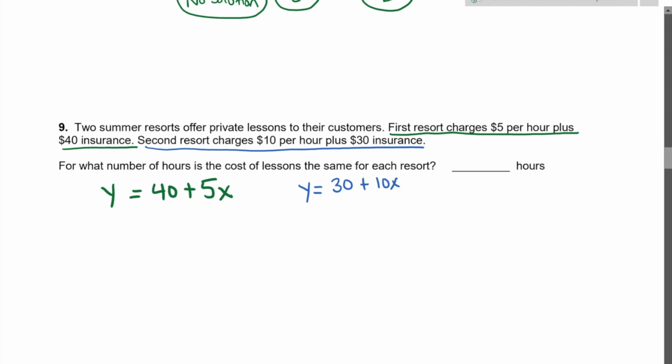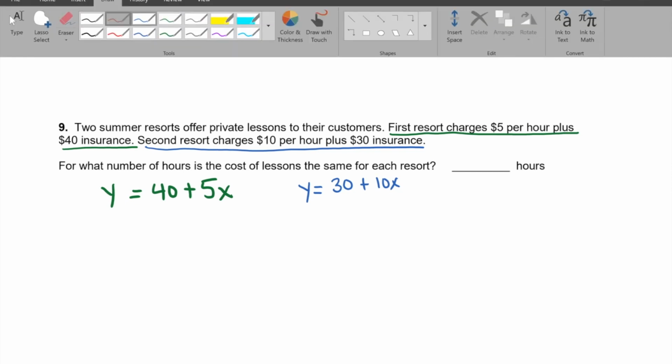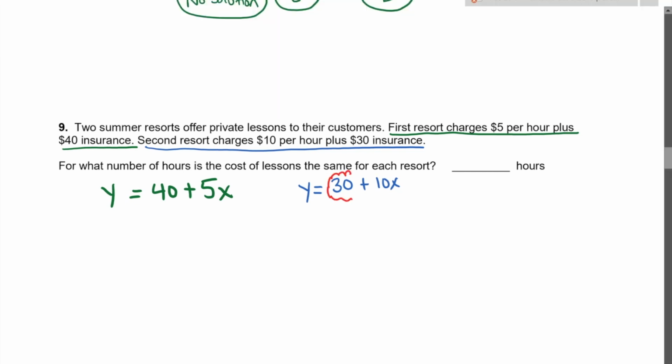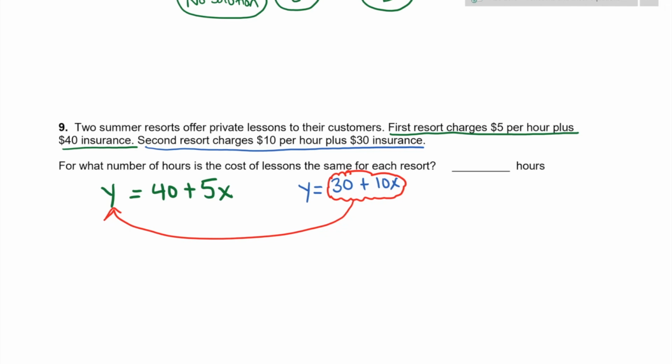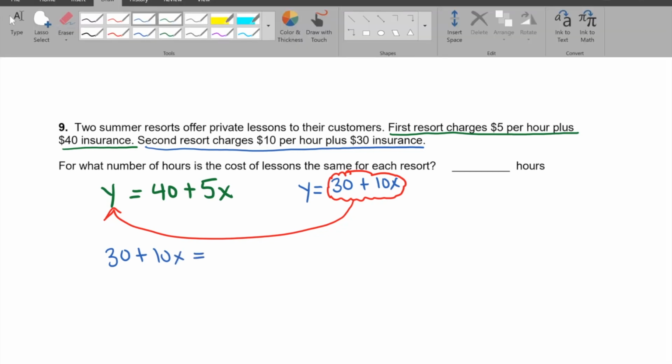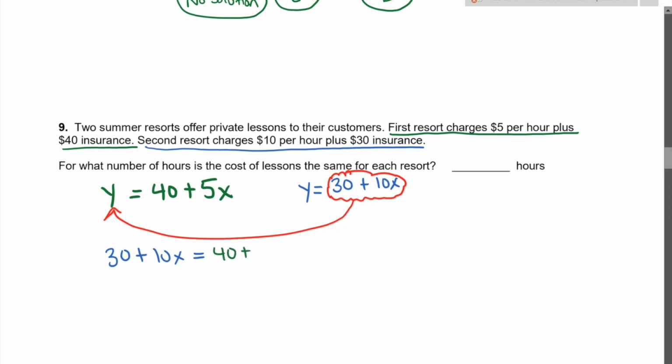So for what number of hours is the cost of lessons the same for each resort? So we need to solve for x. Well, there's an easy way to do this. Substitution. So cloud this up. And what does the cloud equal? The cloud equals y. So let's replace this and substitute it for the y in the green one. So replace it here. So let's do that. I'm going to rewrite this new equation. So, 30 plus 10x equals, and what's it going to equal? 40 plus 5x.